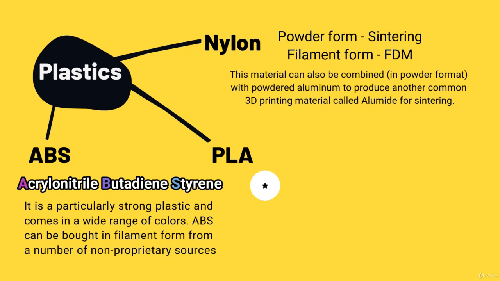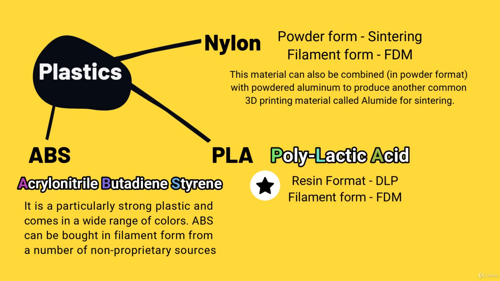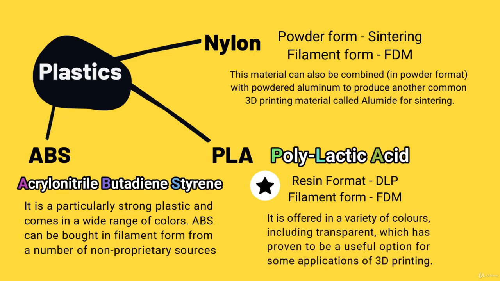PLA, on the other hand, is a biodegradable plastic material that has gained traction with 3D printing for this very reason. It can be utilized in resin format for the DLP process as well as in filament form for the FDM process. It is offered in a variety of colors including transparent, which has proven it to be useful for many applications of 3D printing. However, PLA is not as durable as compared to ABS.